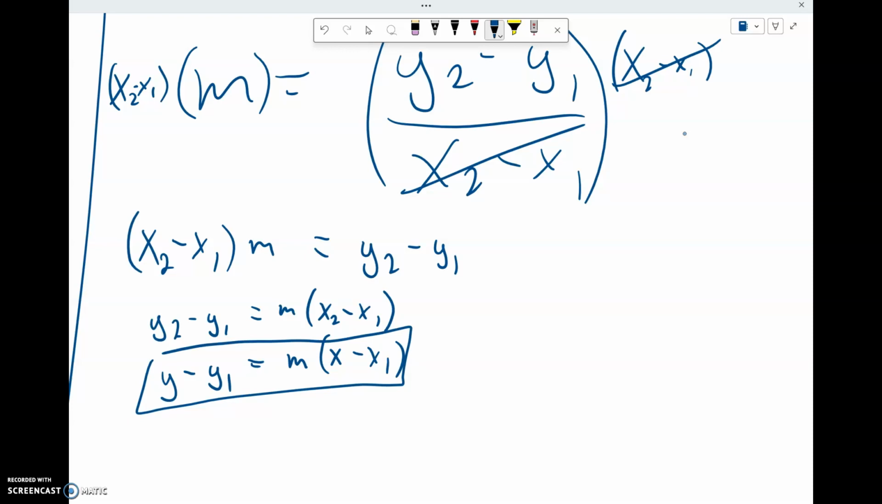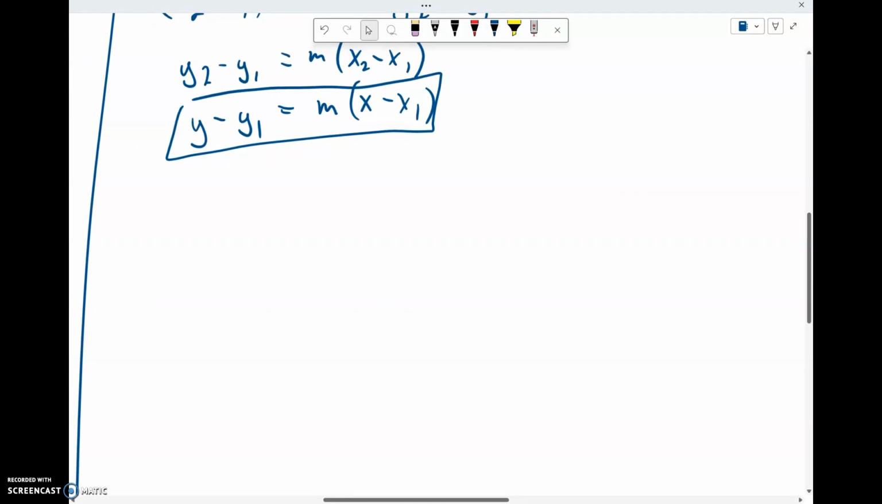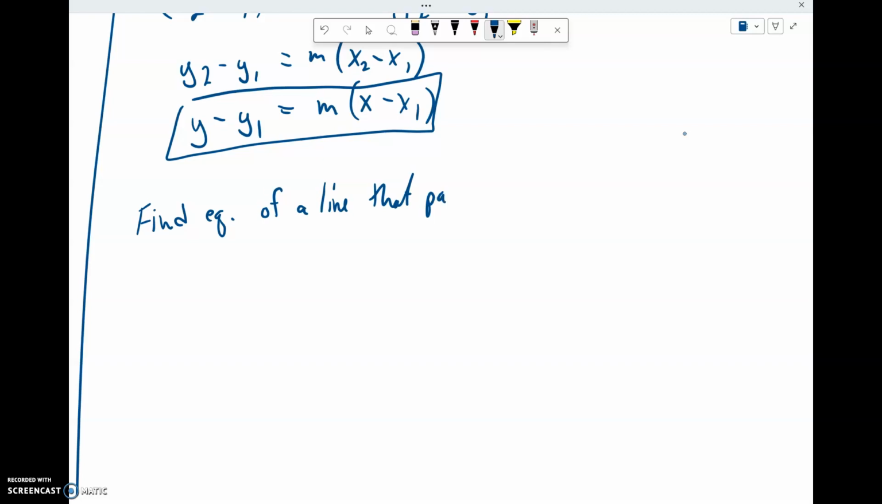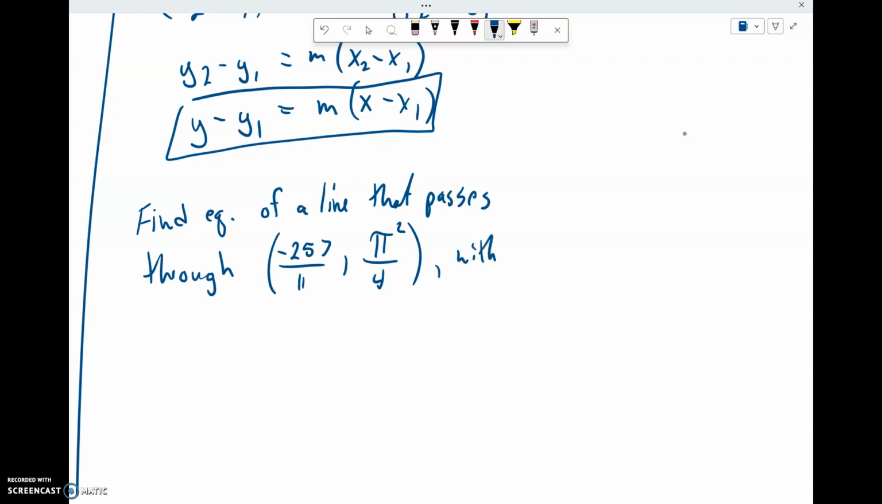So think about this. If I told you the question was, find the linear equation of a line that passes through, and I'm going to make this up just so it's a pretty rough problem, let's say negative 257 over 11, comma, pi squared over 4, and it has the slope m equals 42 over negative 5.